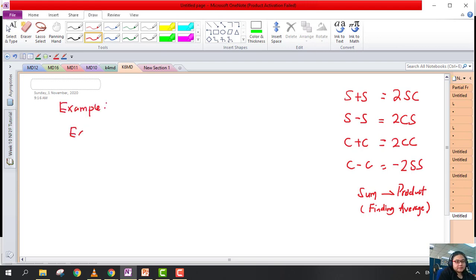For example, express sine 3x plus sine x in product form.